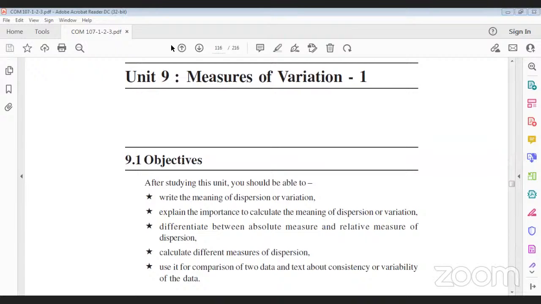instead of calculating measures of central tendency, the measures of dispersion or measures of variation are calculated. In scattered data, the average does not give a proper representation. Therefore, the meaning of variation or dispersion must be stated. And one example of this dispersion is given here.